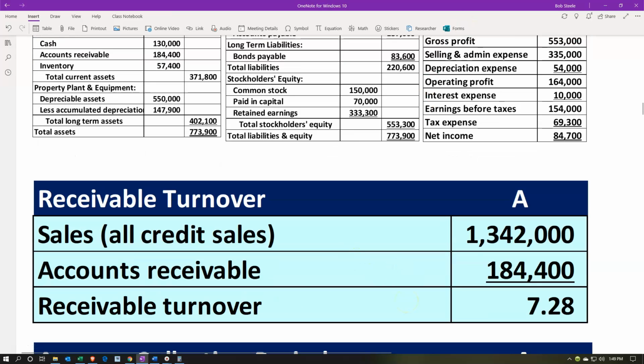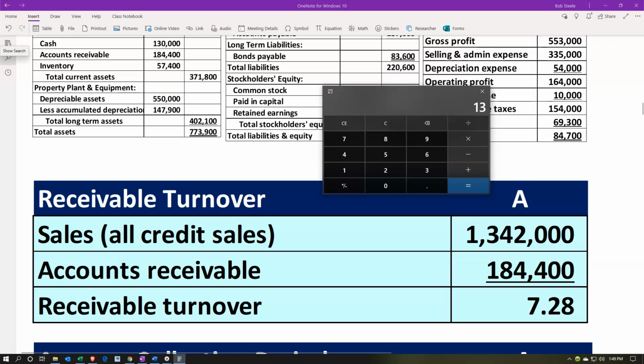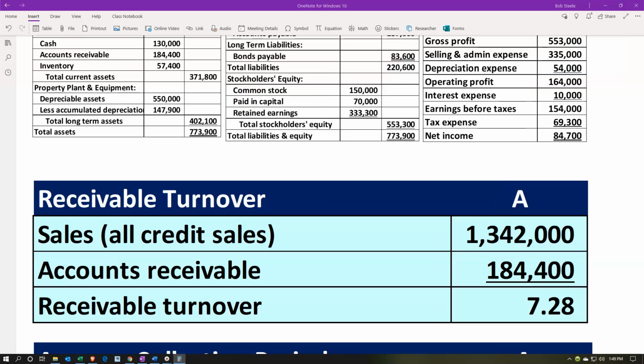So let's divide this out. We're going to take the 1,342,000 divided by the 184.4, and that's going to give us about 7.28. We're not going to make this a percent, and notice it's over 1. If some of these ratios are less than 1, that's kind of why we make them a percent sometimes, so we can see more data. This one's over 1, which means it's turning over the receivables 7.28 times.